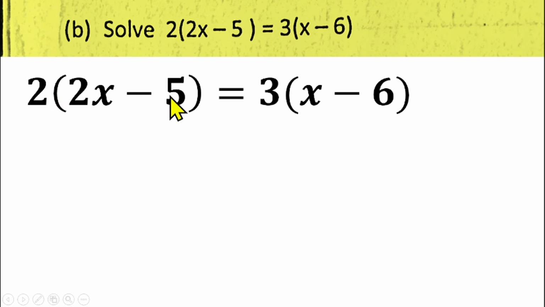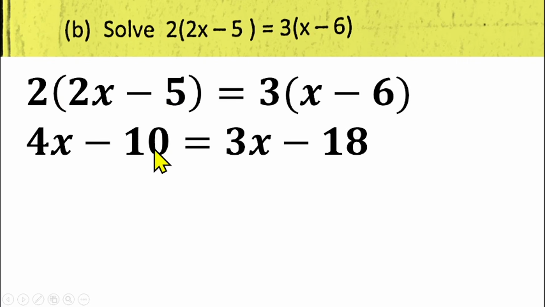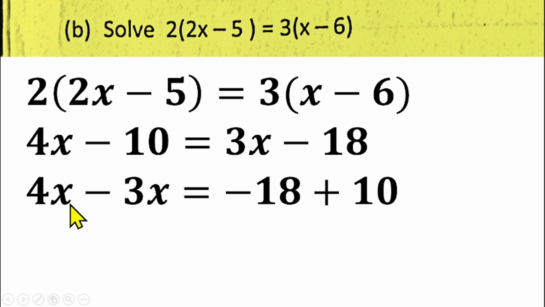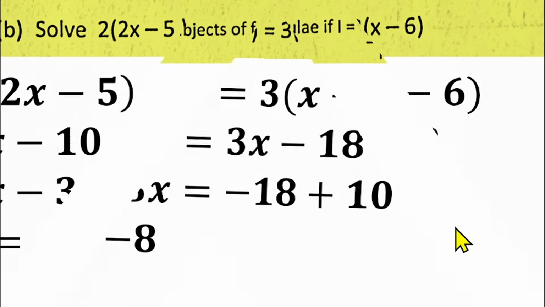So what do you do? You expand the bracket. That gives us 4x minus 10, 3x minus 18. Collect like terms, that gives us 4x minus 3x equals to minus 18 plus 10. 4x minus 3x gives us x, minus 18 plus 10 gives us minus 8. So x is minus 8.